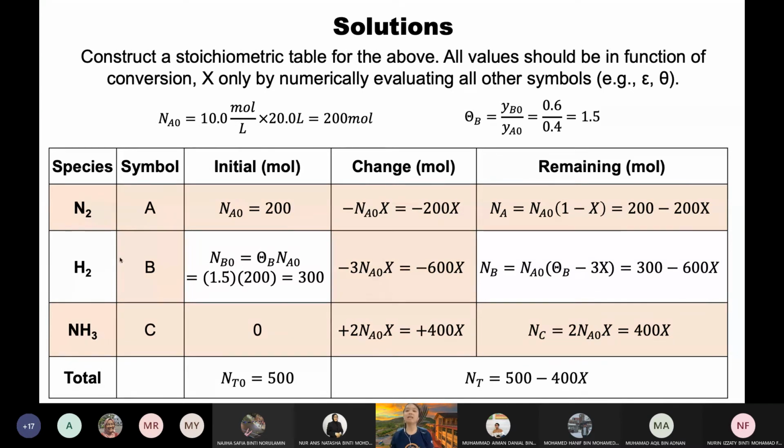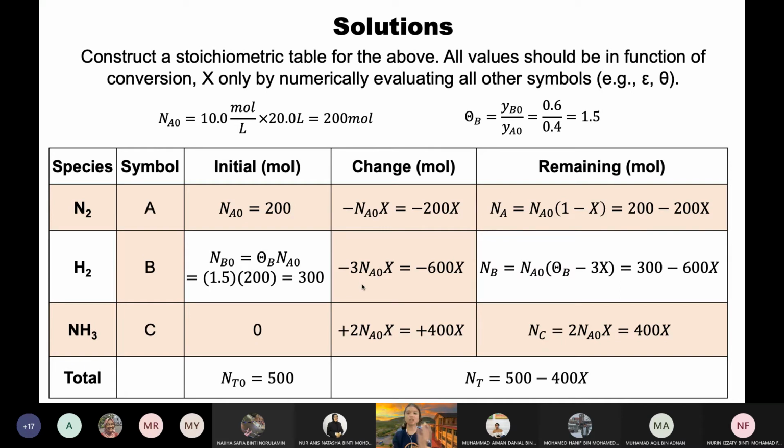So for your B, we want to find NB0, the initial moles of hydrogen gas. Just now, the 200 was the initial mole of nitrogen gas. So now we want to find the initial mole of hydrogen gas. NB0 is equal to theta B times NA0. First we need to find theta B. How to find theta B? If you remember, theta B equals the initial amount of B over A, or the initial amount of hydrogen gas over the initial amount of nitrogen gas.